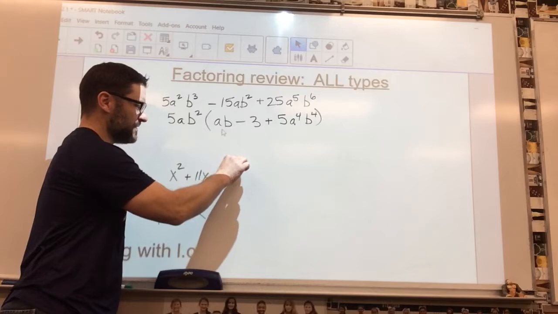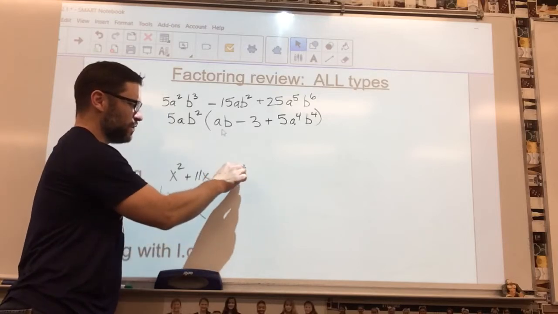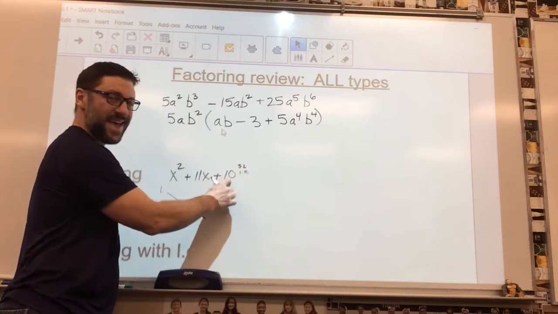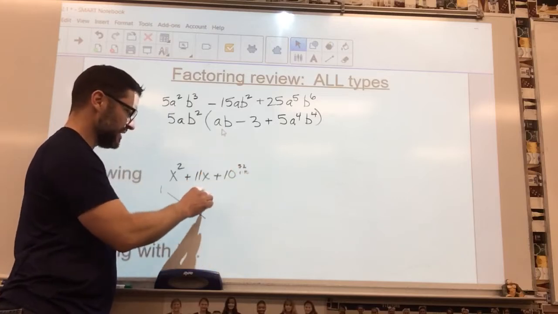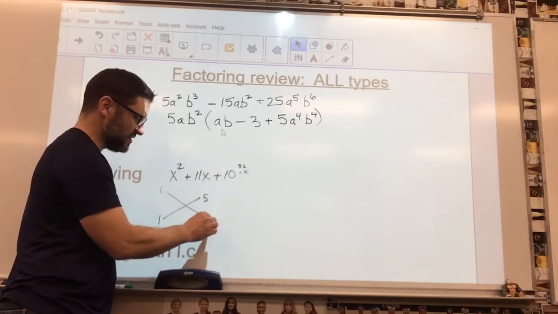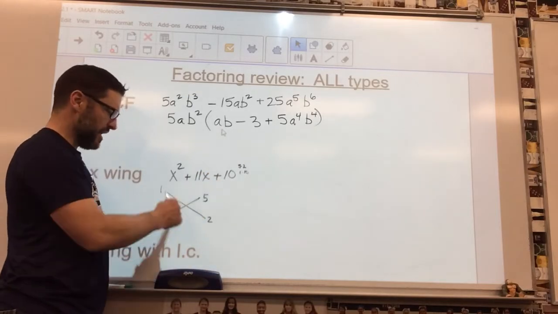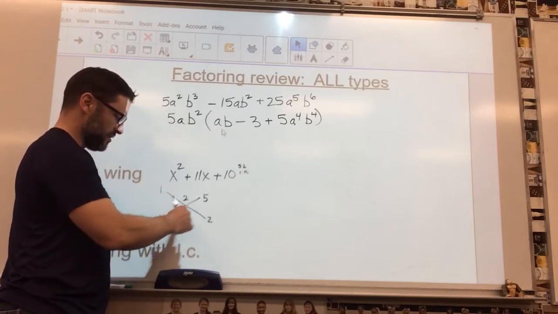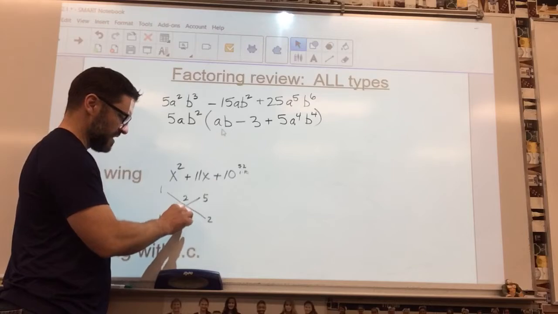I could use 5 times 2. Or I could use 1 times 10. And I just think, what multiplies up to that 10? And my numbers, I'm going to try 5 and 2. It's usually the 2 closest to each other. And then I multiply across. 2 times 1 is 2. And across, 5 times 1 is 5.